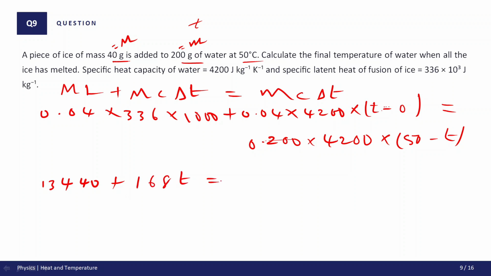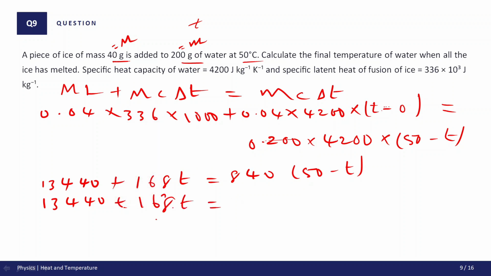168 T equal to 0.2 into 4,200, it is 840. 840 of 50 minus T. So 13,440 plus 168 T equal to 840 into 50 minus 840 into T.